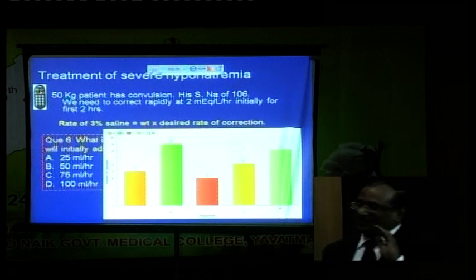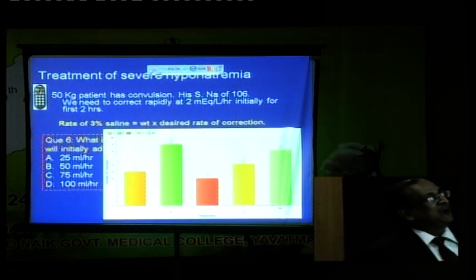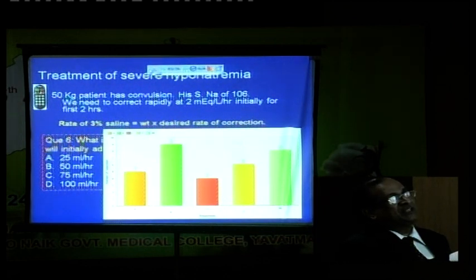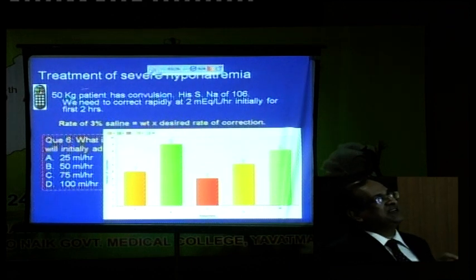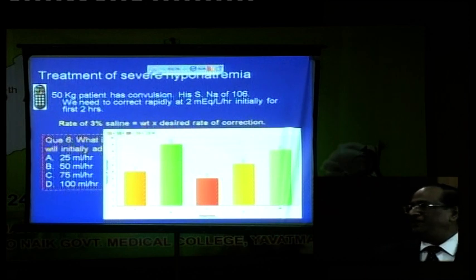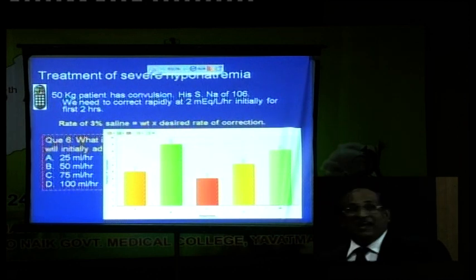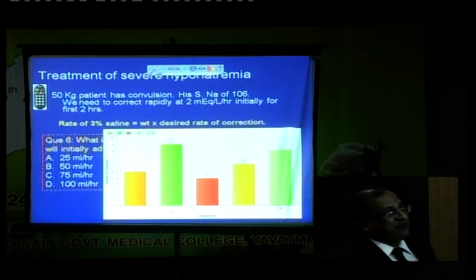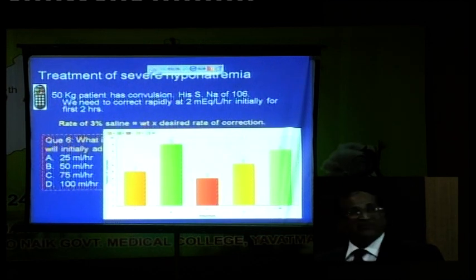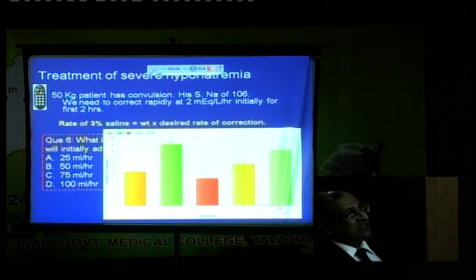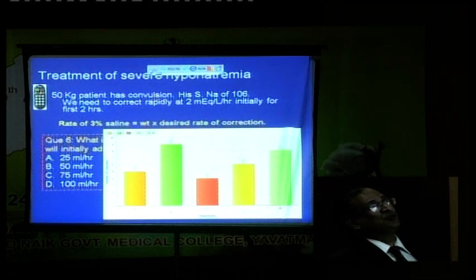Doctor, you must appreciate what is happening. What I have written is weight into 3. What is the rate at which you should give? It is weight into desired rate of correction. Weight is 50, rate is 2. 50 into 2 is 100. 5 people thought that 50 into 2 is 25. 9 of you thought 50 into 2 is 50.